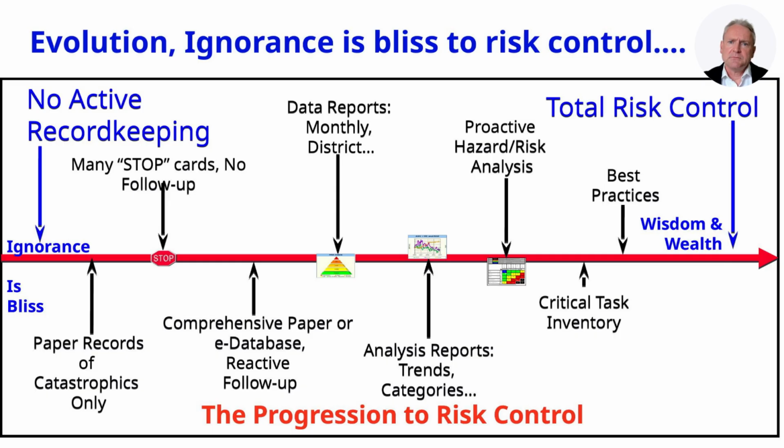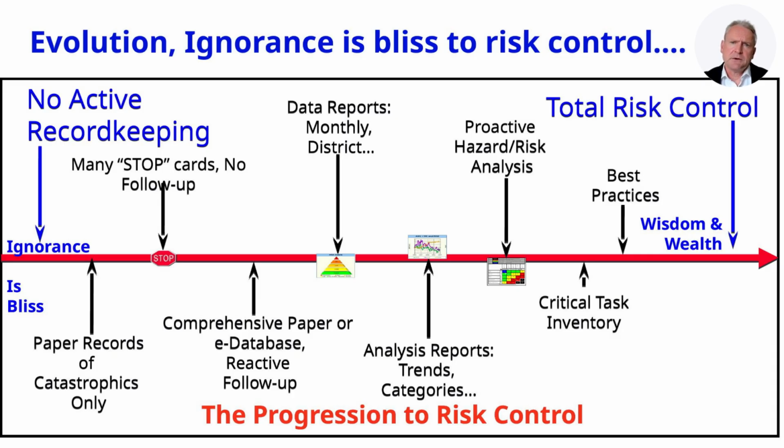Here we illustrate the progression of HSE risk management practices in the oil and gas industry, starting from very basic record keeping on the left through to comprehensive risk control on the right. Let's walk through each stage step by step.